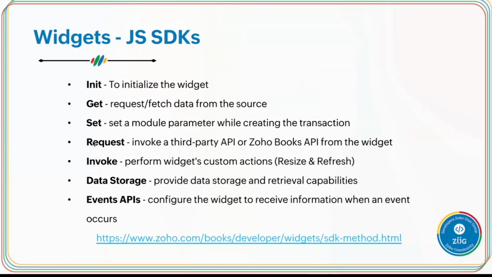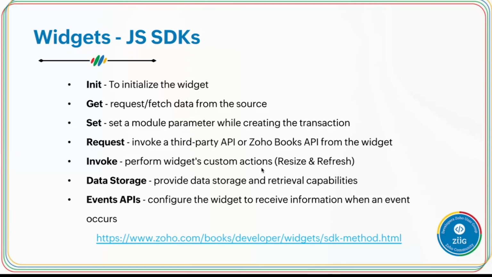Next, we have request methods. So whenever we have data apart from the modules, or we need to involve APIs of Zoho Books or any third-party services, in that case, we can go with the request method. Then we have invoke methods. So this will help us to perform customized actions on our widgets. So currently, the custom actions allowed in Zoho Books are resizing the widget and refreshing the widget.